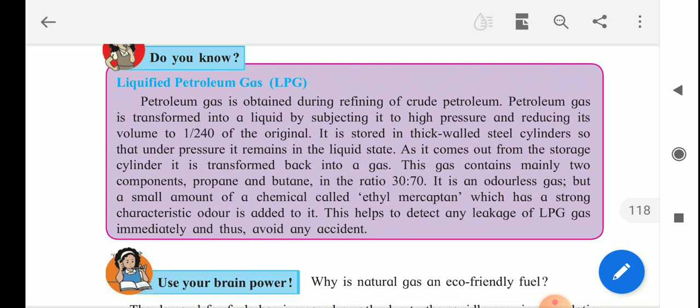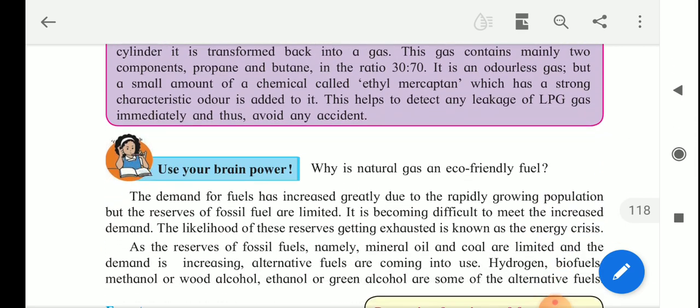And so you must have seen, by mistake, if the gas is on, then you can detect it with the smell, because the liquid petroleum gas does not have any smell, but that chemical called ethyl mercaptan gives a strong characteristic odor to the liquid petroleum gas.